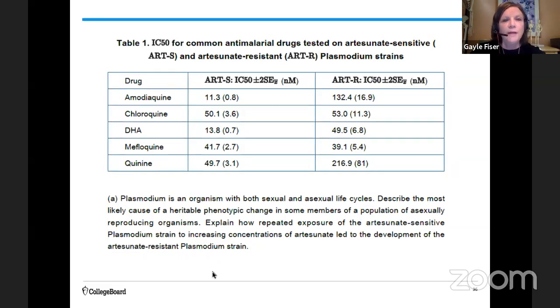Okay, for common anti-malarial drugs tested on artesunate sensitive, oh my gosh, more big words, ARTS and artesunate resistant, ARTR, plasmodium strains. And then I see there's drugs: amodiaquine, chloroquine, DHA, mefloquine, and quinine. And then I see we have some data. We have some ARTS and we have some ARTR. And we have the IC50 again, and there's some plus or minus. Okay, something I can recognize, right?